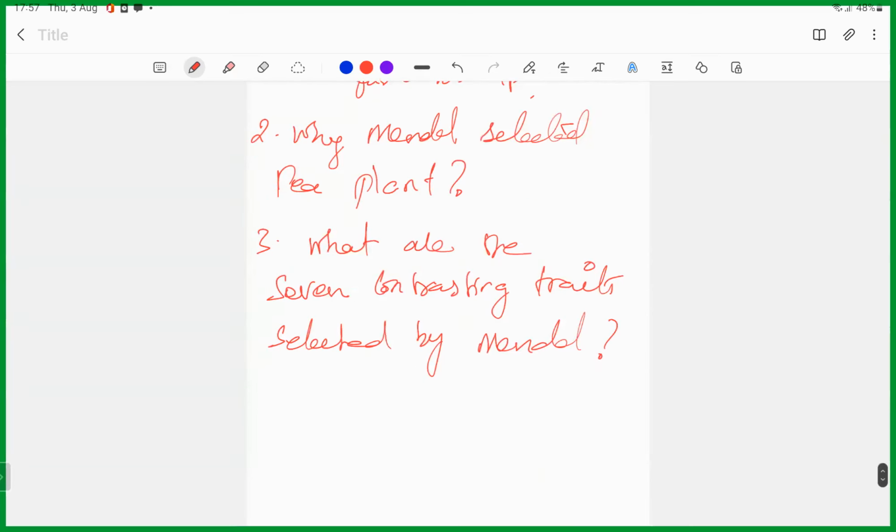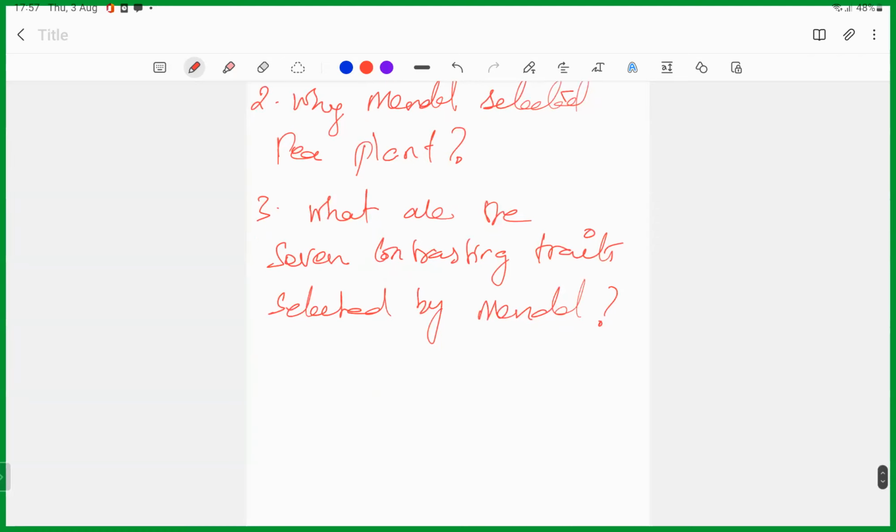And then why pea plant? Contrasting characters, easy to cultivate, observable traits. You can observe the traits easily. Seven contrasting characters. And in the pea plant, self-pollination and cross-pollination, everything can be done. It's a bisexual flower. So you can easily do any kind of pollination, and it has a short lifespan, in a few weeks.